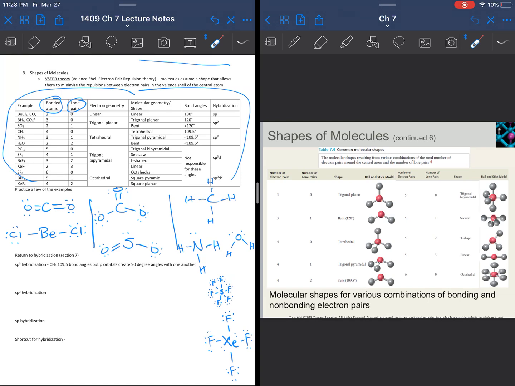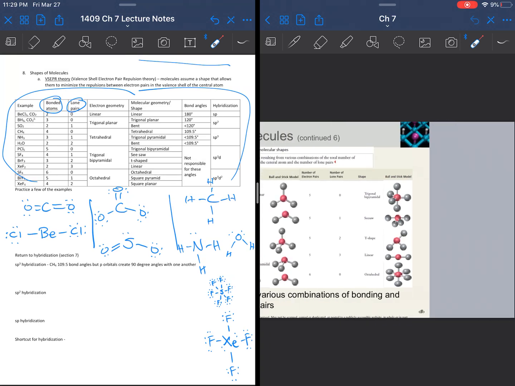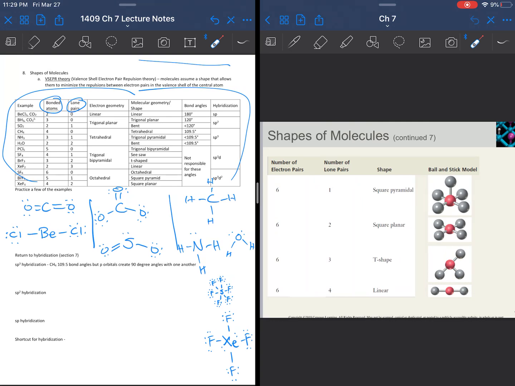Once you go to 6, and I've got pictures over here, let's see, of sulfur hexafluoride and xenon tetrafluoride. They both have 6 groups. If you have 6 atoms and no lone pairs attached to the central atom, it's going to be octahedral. You'll still have octahedral geometry for the electrons in the xenon tetrafluoride, but now you have 4 bonded atoms and 2 lone pairs. So when you have the 2 lone pairs, that's going to give you square planar geometry.